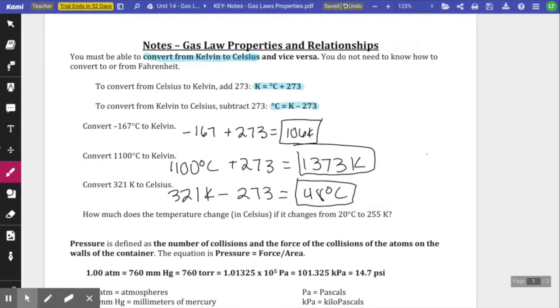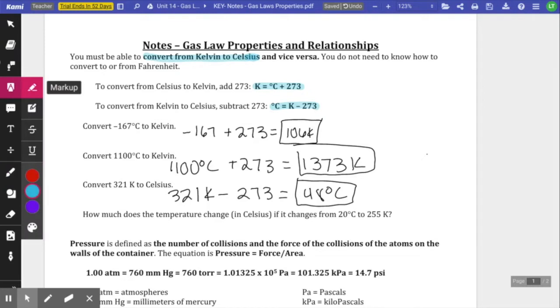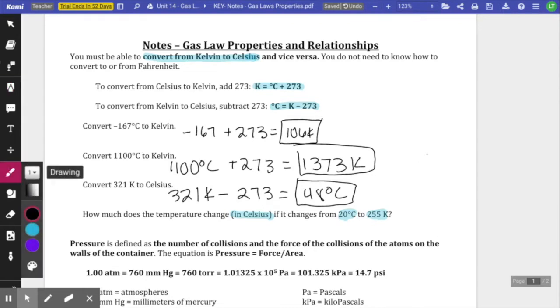All right, now the next question is a little bit more tricky, but it's not bad. It says, how does the temperature change in Celsius if it changes from 20 degrees Celsius to 255 Kelvin? Okay, guys, the first thing we need to do here is convert both of these to the same unit. Since we have one in Kelvin and one in Celsius, we need to convert one of them. Since we want to know the temperature change in Celsius, it's easiest to convert to Celsius. So I'm going to take this 255 Kelvin and subtract 273 from it, and I get negative 18 degrees Celsius.